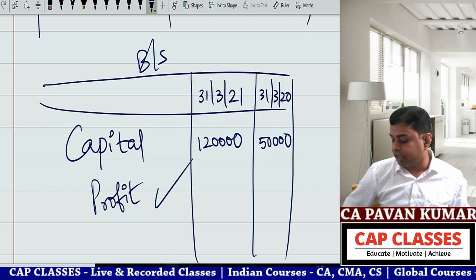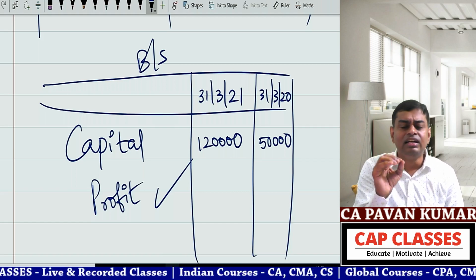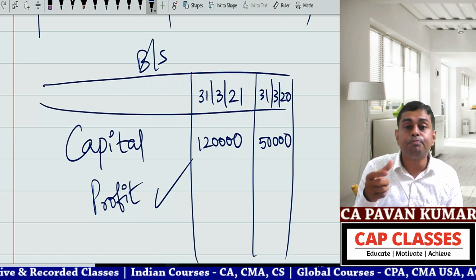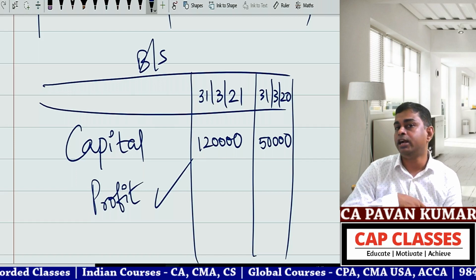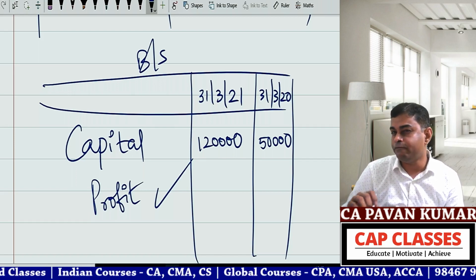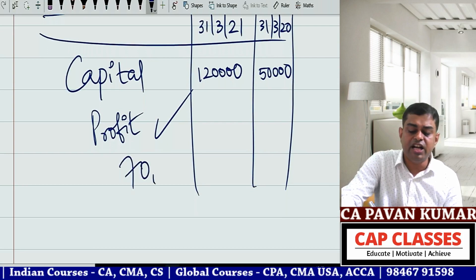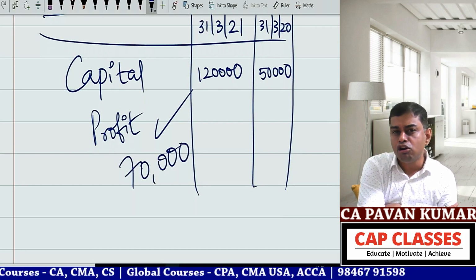Sir, are you joking? Yes, half not over. So simple. The difference between closing capital and opening capital is profit during the year. Now Chintu will get it out. Sir, what if he introduced, how can you say profit 70,000, sir? What if he introduced 20,000 more during the year, sir?